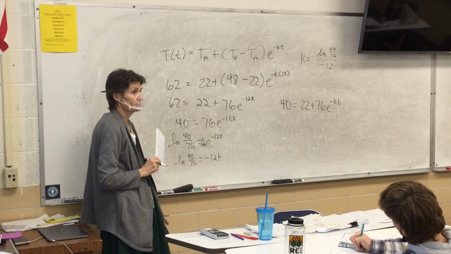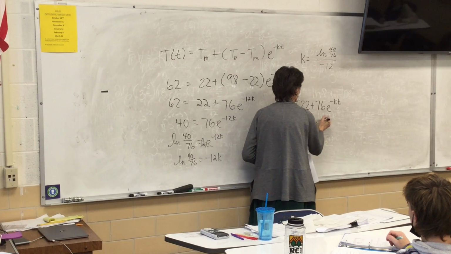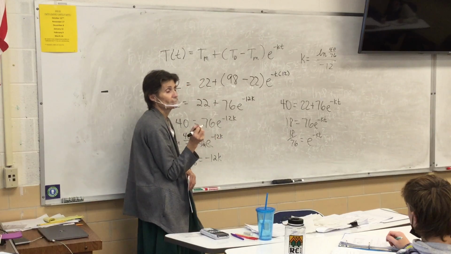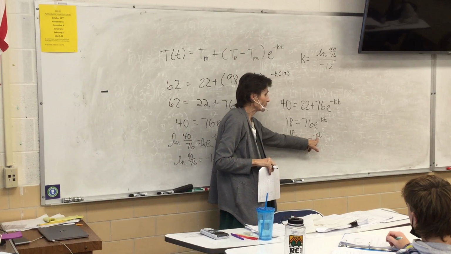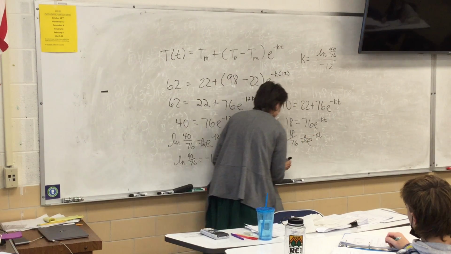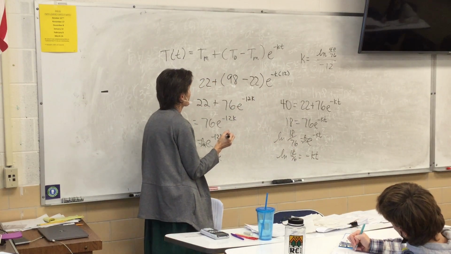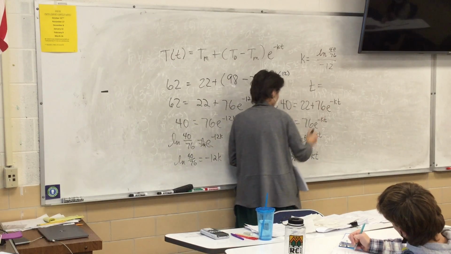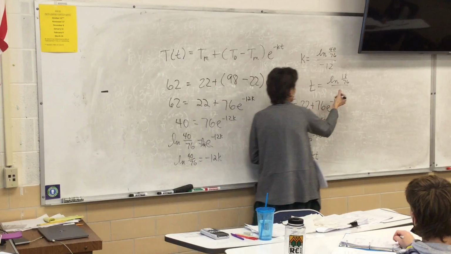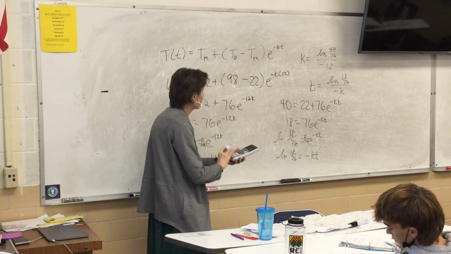Does that make sense to everybody? Make sure it does. Hank, you got it? So we'll subtract the 22. Divide by the 76. I know we have two variables here, but don't worry, we have that one in our calculator, right? So we don't need to worry about it. So we'll ln both sides. So ln 18/76 equals negative kt. So how am I going to get t on my calculator? I'm going to do ln 18/76 and divide it by negative the number in my calculator right now. Let's see what I come up with.